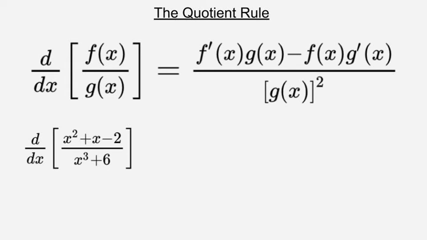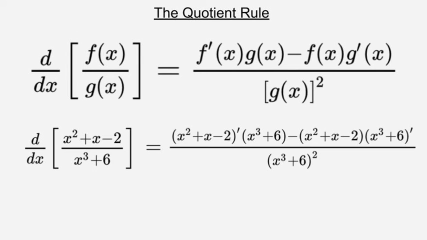And as an example, let's take the derivative of x squared plus x minus 2 divided by x cubed plus 6. I'm definitely using the quotient rule here because I have a quotient of two functions, my numerator being one of the functions and the denominator being the other function.